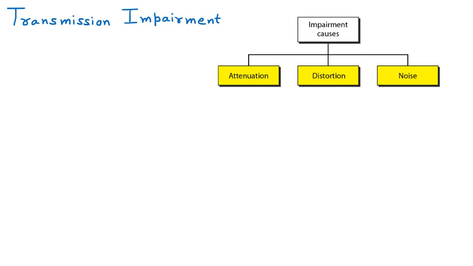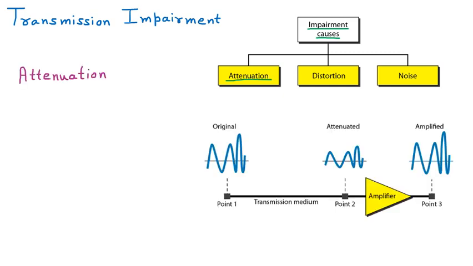If we talk about the causes of transmission impairment, there are basically three causes. These are attenuation, distortion and noise. First of all we are discussing the first cause of transmission impairment, which is attenuation.